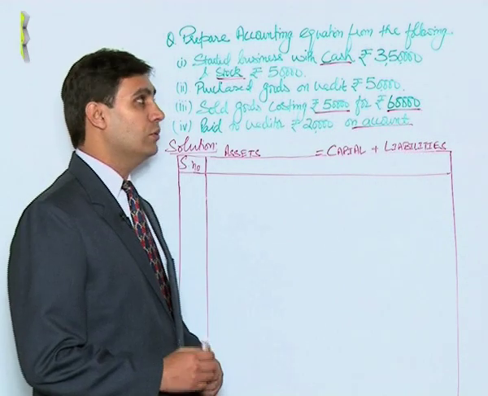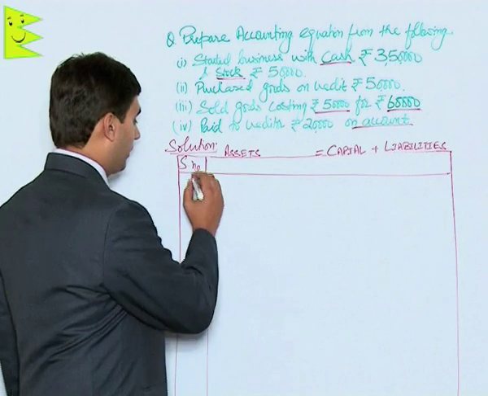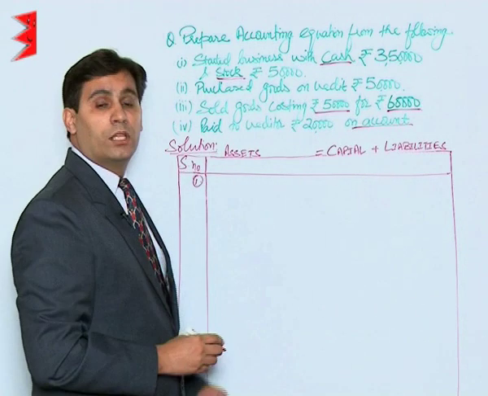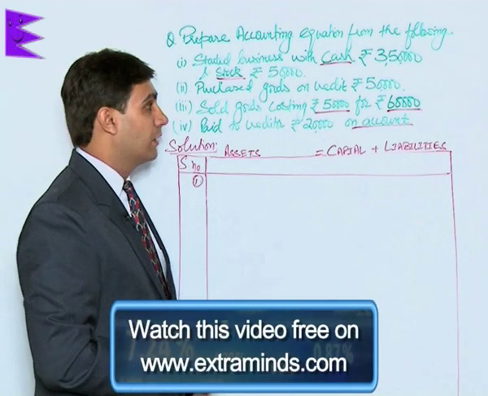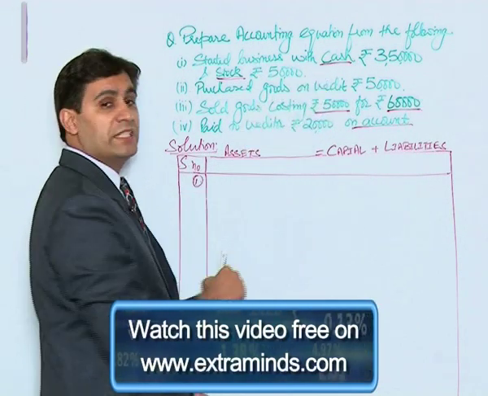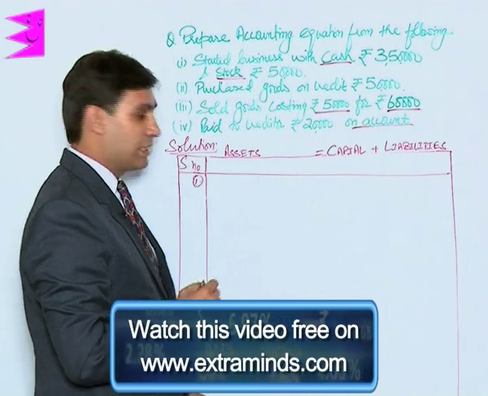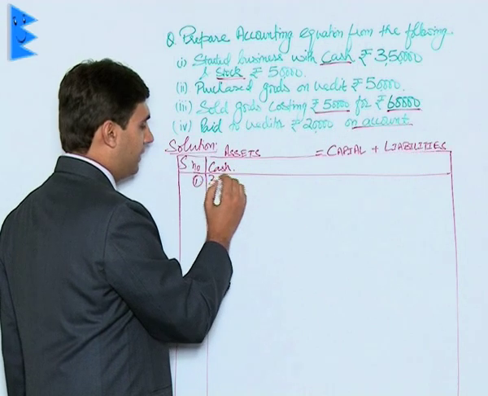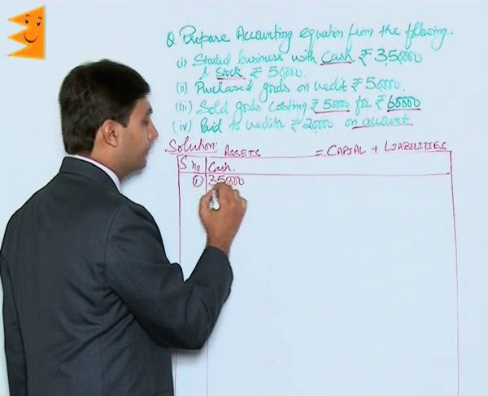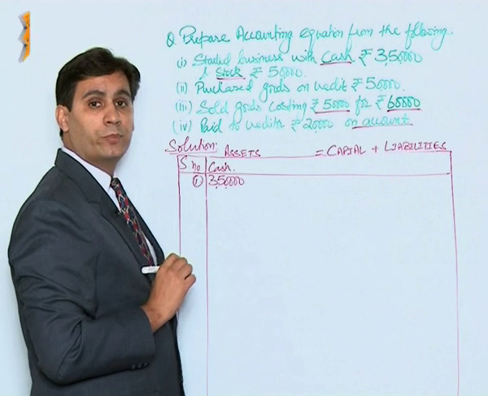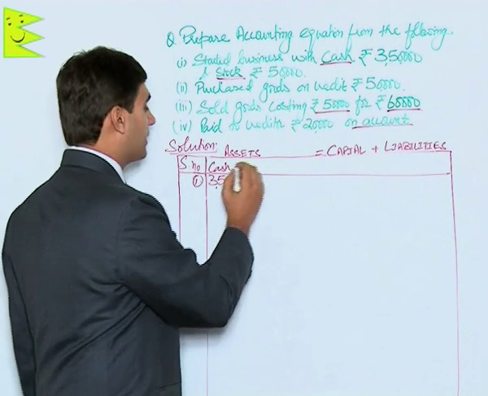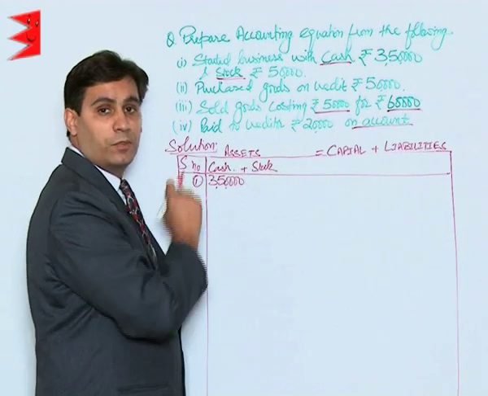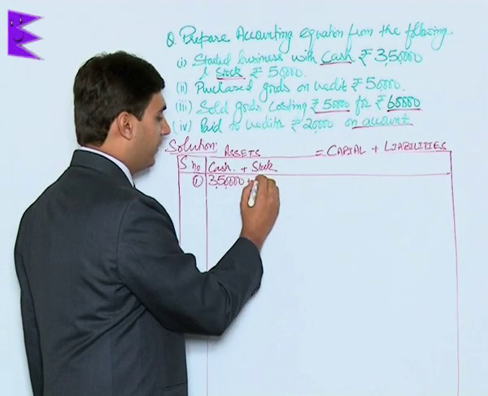So now let us come to the practical aspect of it. The first transaction is that the owner has brought in cash and stock. Now from the point of view of business, we are getting cash of rupees 3,50,000. Cash is an asset. So let us create a column of cash and add 3,50,000 rupees. Owner is also bringing in stock. Stock is an asset. So under the column of assets, we'll create a sub column of stock and add 50,000 rupees to it.